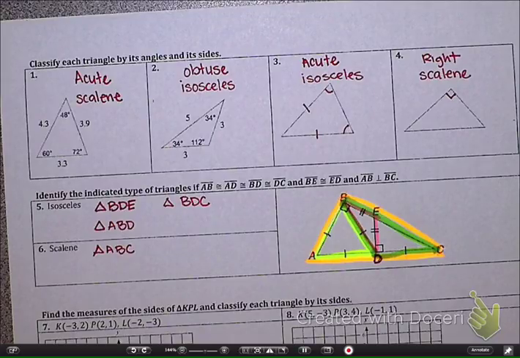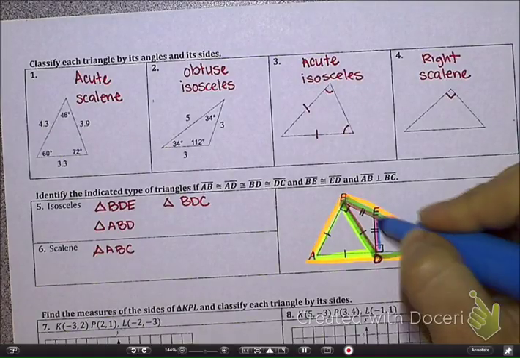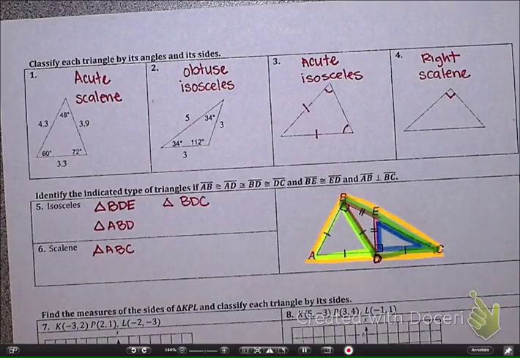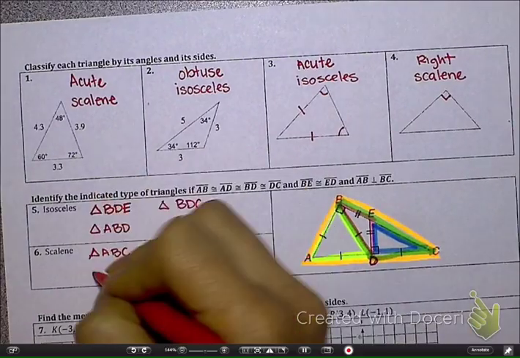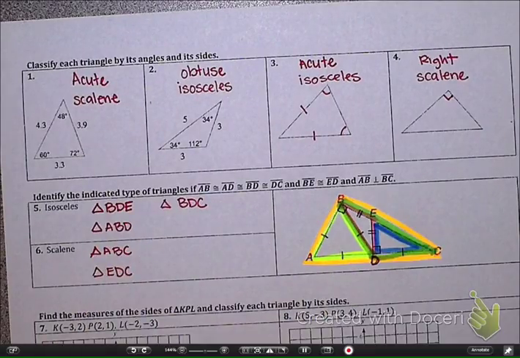Renee? EDC. Do you guys see this one right here? Yeah, all of those sides are different lengths, right? All right. And I think we got all of them there then.